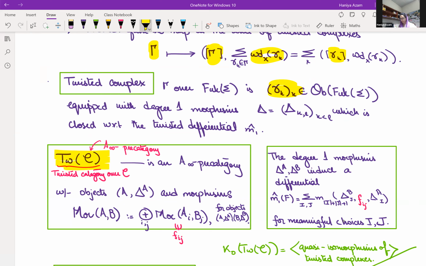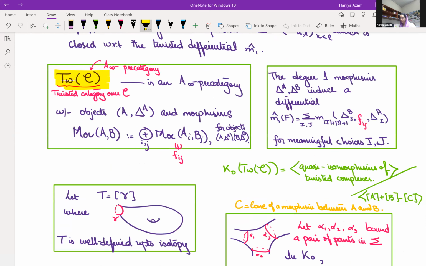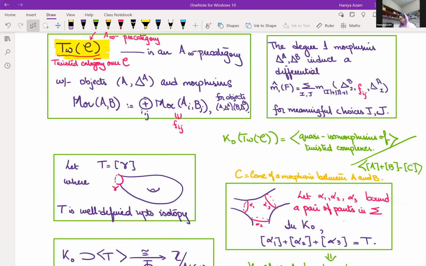This will again be an infinity pre-category, but now it would be a triangulated one. That's why you want to do it. And then you can define again objects, you can define morphisms and so on. And so what is this Grothendieck group? The Grothendieck group is just the group generated by quasi-isomorphisms of twisted complexes modulo distinguished triangles.